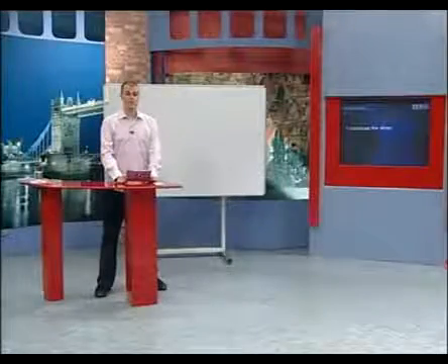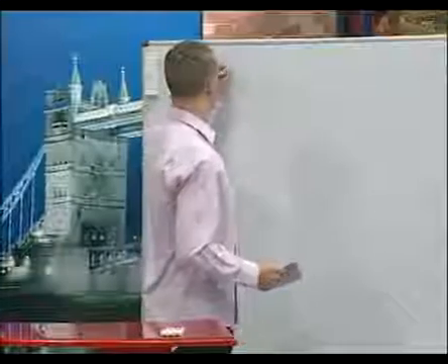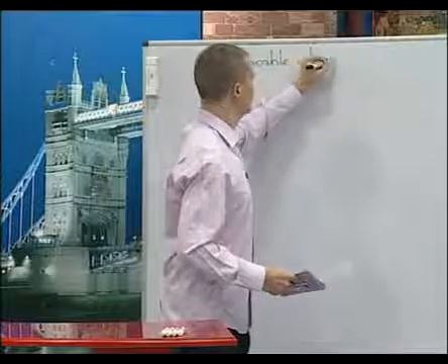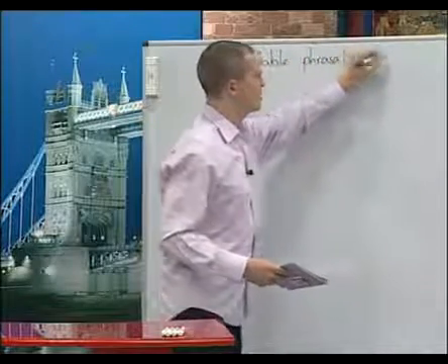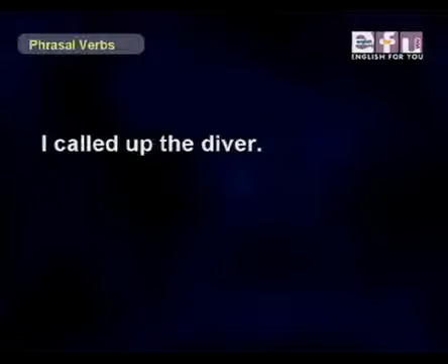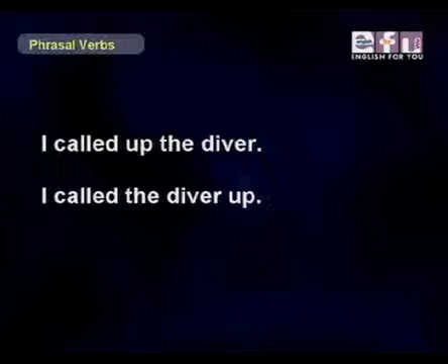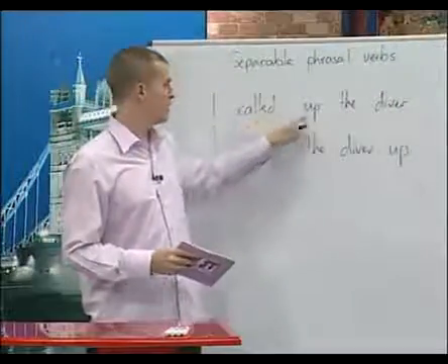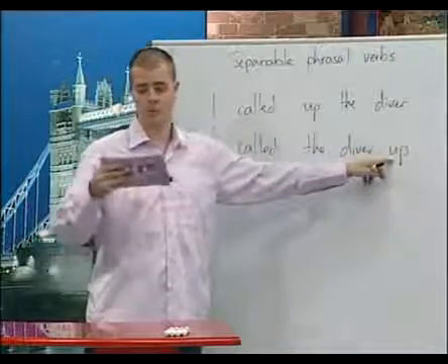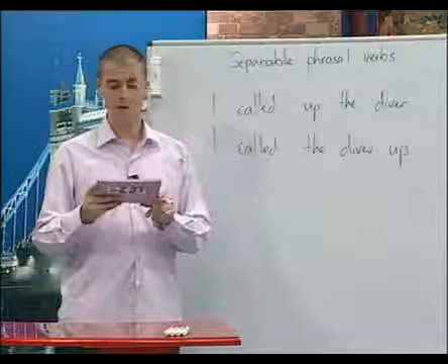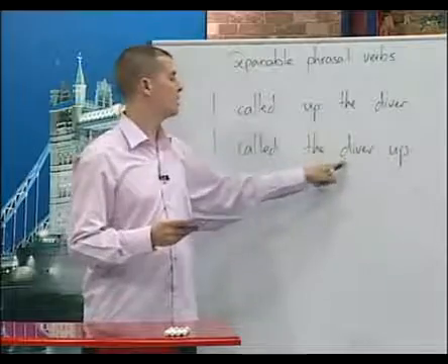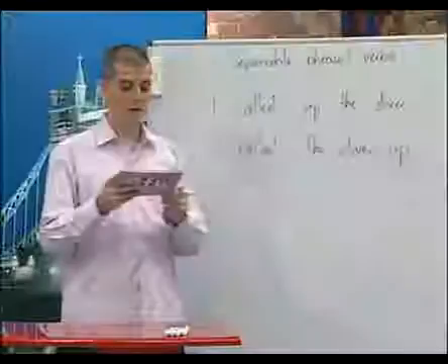Well, now let's look at separable phrasal verbs. Separable phrasal verbs. For example, I called up the diver and I called the diver up. Well, separable phrasal verbs have the same verb and preposition combination. However, with this type of phrasal verb, the noun object may come after the preposition or between the verb and the preposition. Pronoun objects must come between the preposition and the verb.